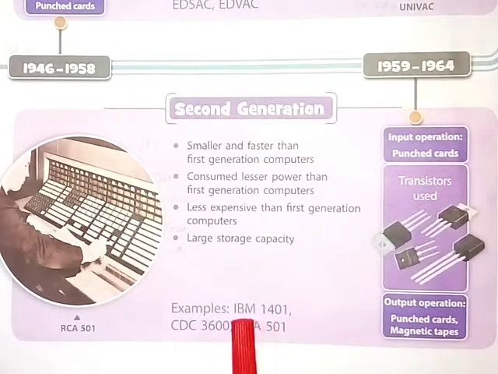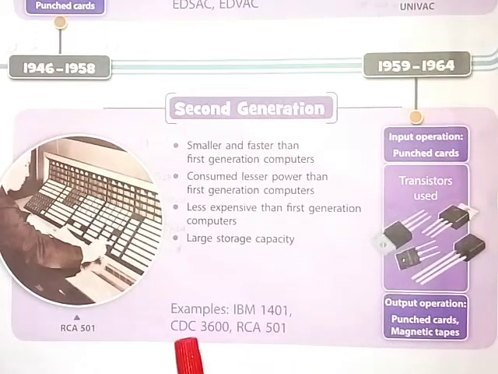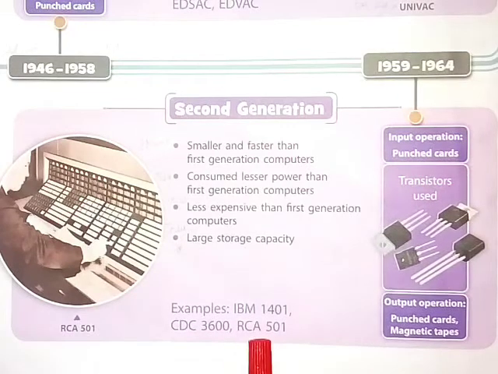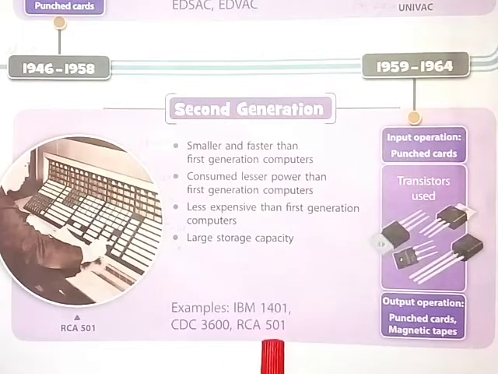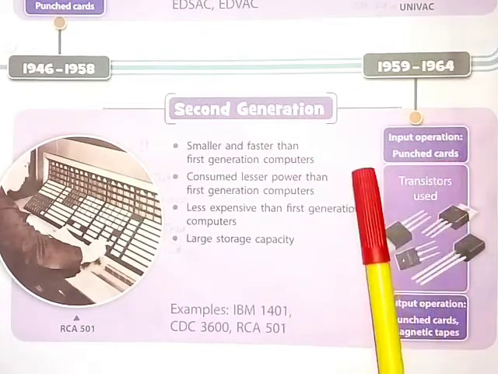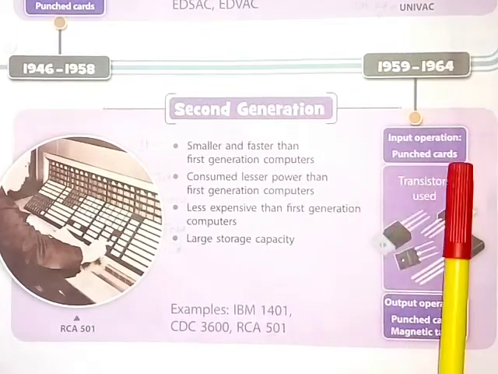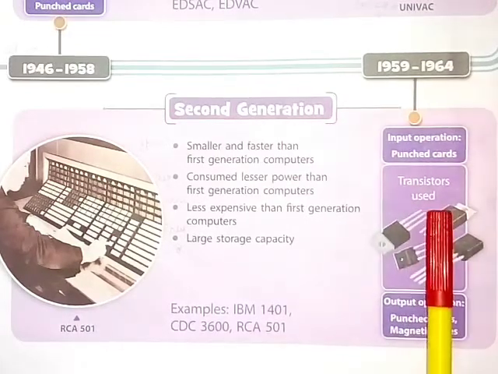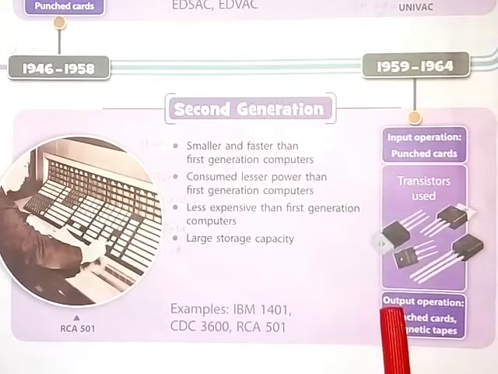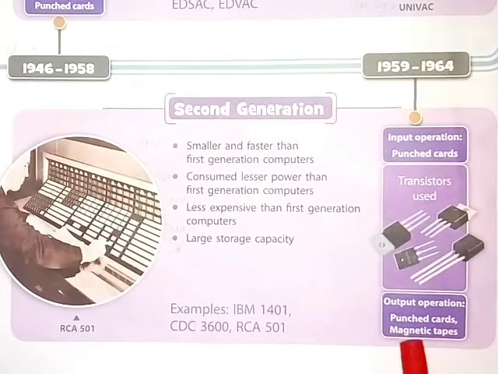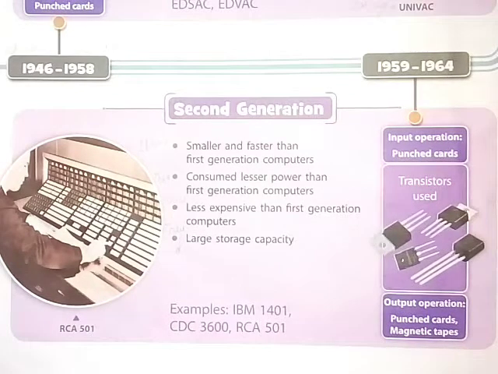Examples: IBM 1401, CDC 3600 and RCA 501. For input operation, it used punched cards. Transistors were also used. For output operation, punched cards and magnetic tapes were used.